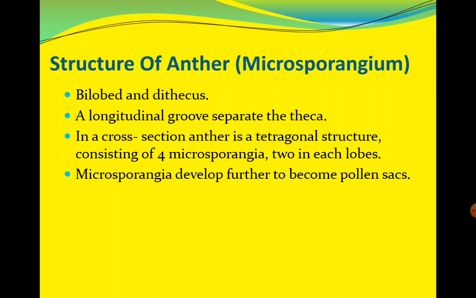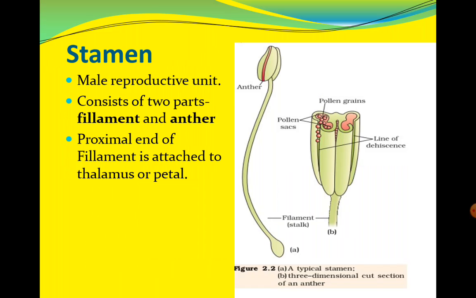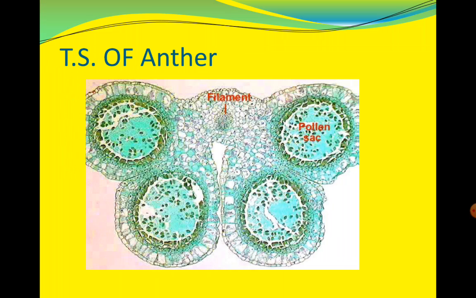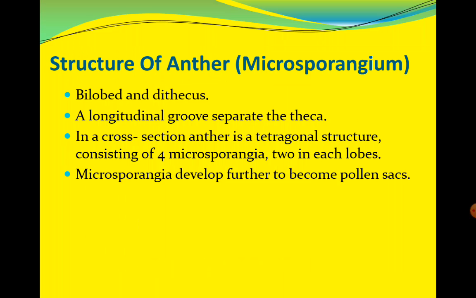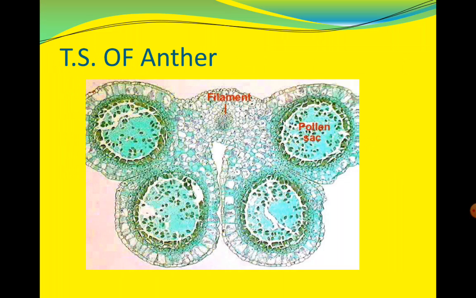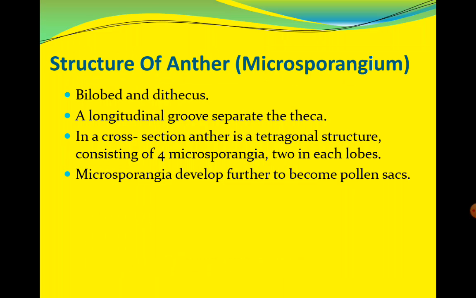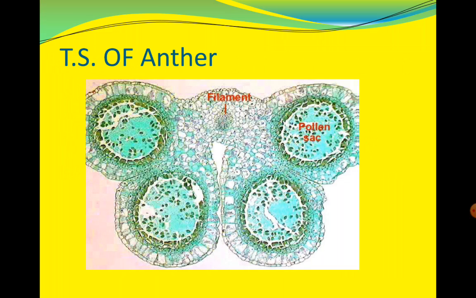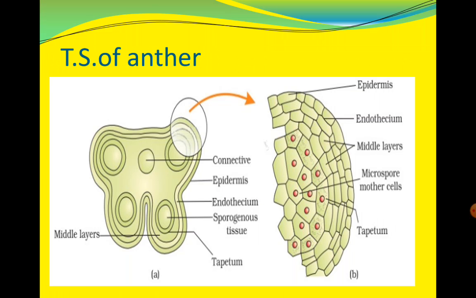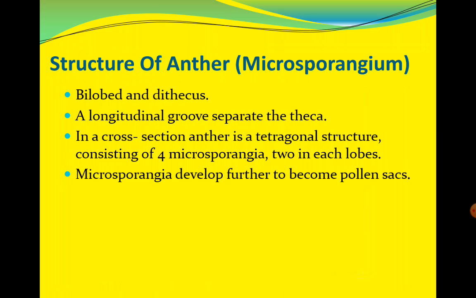Okay, a longitudinal section that separates the theca, you can see in this diagram that line of dehiscence is available and the line of dehiscence is separating the two theca. Okay, in a cross section, anther is a tetragonal structure consisting of four microsporangia, two in each lobe. You can see here four microsporangia are available. Microsporangia develop further into a pollen sac. So here you can see 1, 2, 3, 4 pollen sacs are available. And anther is also considered as microsporangium. You need to remember this thing.